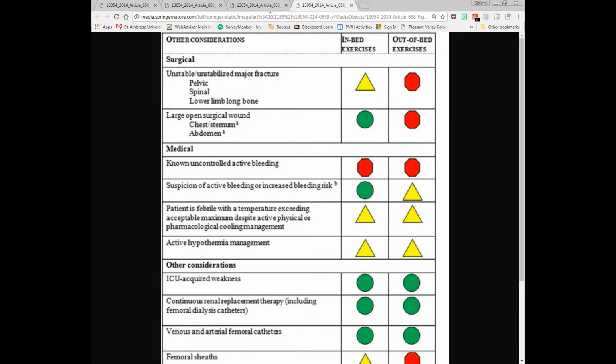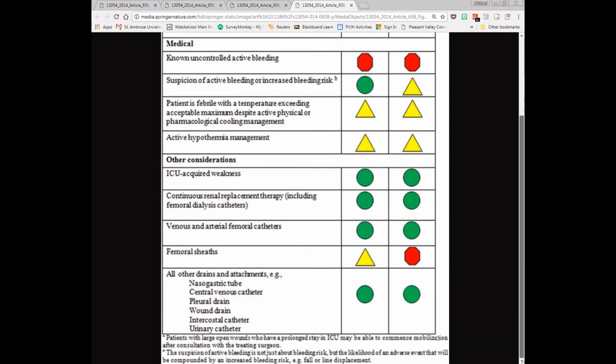And then finally, we look at surgical issues. Again, he did not have surgery, so that's a good sign. There's no indication of active bleeding or a temperature. He might have some weakness or might eventually have some weakness we should be aware of. But again, that doesn't limit it. And there's nothing else that limits him. He has some other drains and attachments on this list, but nothing that's going to make us not mobilize him. So based on what we know about this patient and looking at the consensus, this patient's okay to continue with.